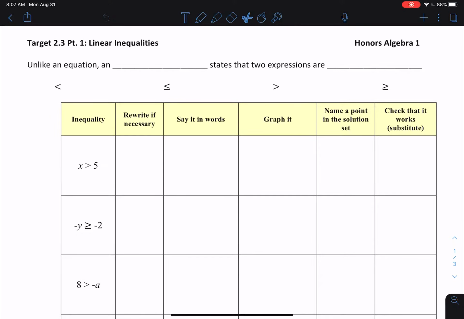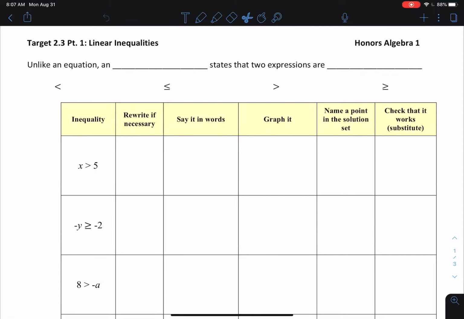Hello everyone, so in this video we'll be talking about linear inequalities. Unlike an equation like we've been dealing with, x equals 4, x equals negative 2/5, an inequality states that two expressions are unequal. We're not going to have just equals now. We're going to have an expression that has infinitely many solutions, and those come from these symbols.